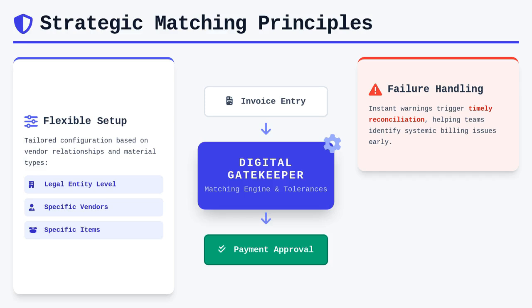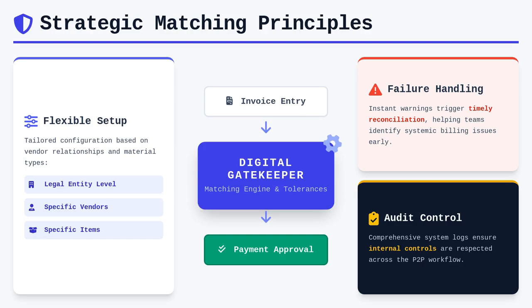When an invoice fails the matching process, the system generates a clear warning, allowing for a timely reconciliation between the purchasing department and the vendor. This transparency is crucial for maintaining healthy vendor relationships, as it allows procurement teams to identify systemic billing issues with specific vendors early on. Furthermore, because these actions are logged within the system, auditors can easily verify that the company's internal controls are being respected across all transactions in the procure-to-pay workflow.